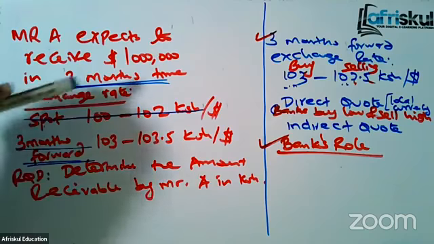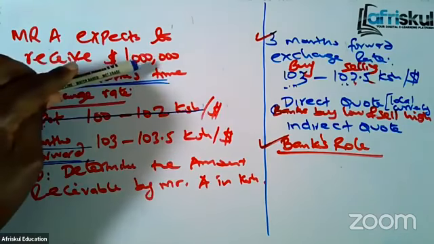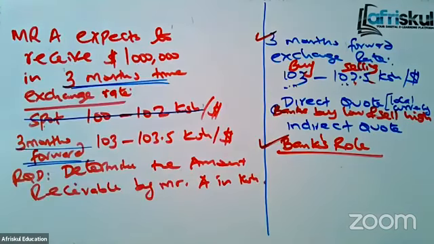Now remember, Mr. A is the one who will receive this foreign currency. In 3 months' time, Mr. A will receive $1 million. Mr. A is myself, so I'll receive $1 million. So once I get this $1 million, what I will do is put this money in a serious briefcase, and then of course I take this money to a bank, perhaps Equity Bank.